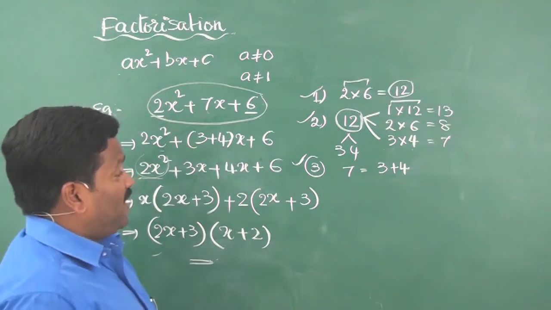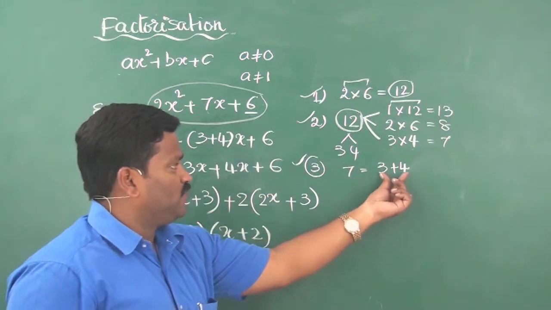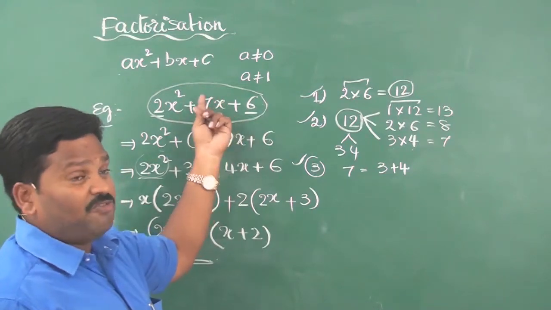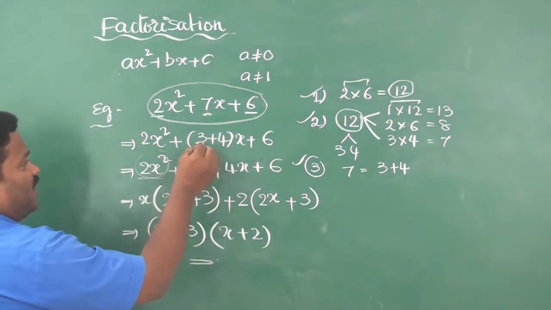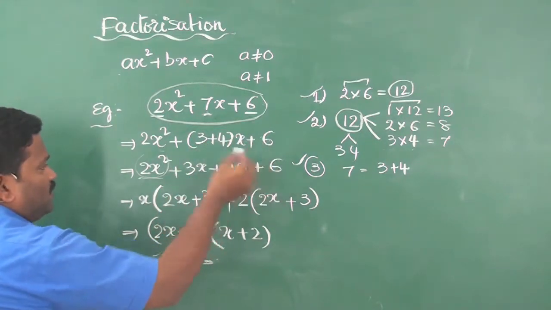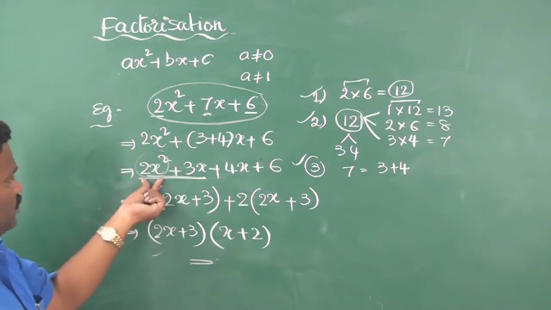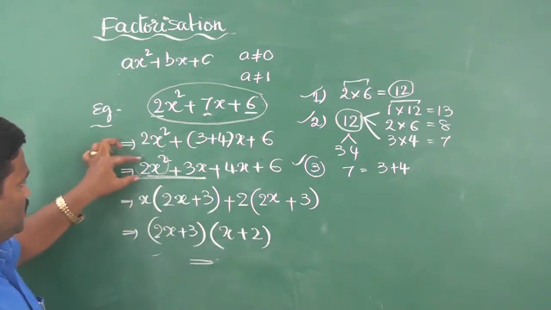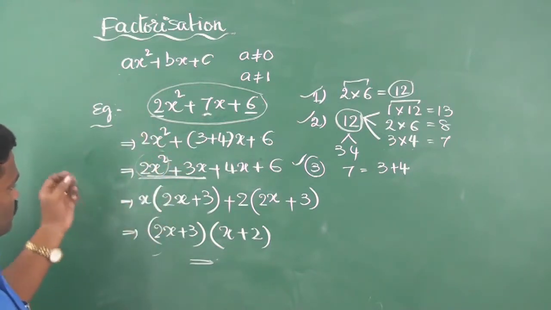Now what are the appropriate factors of 12 for this particular problem? Only 3 and 4, because the sum of these two factors is equal to 7, which is the coefficient of the middle term. This is the third step. Now in place of this 7, we can write 3 plus 4. Now 3 into x, 4 into x, plus 6. Now in these two terms, we can take only x common. We can't take any numerical as common, because 2 and 3 are both co-primes. You can't take any other numerical factor as common.